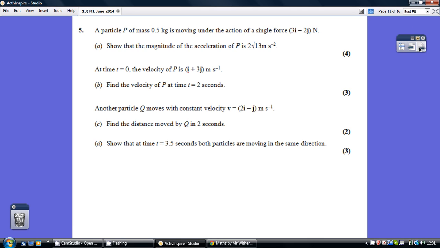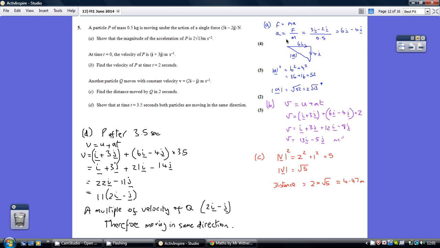Question 5. So for part A, F equals ma, or a equals F over m. We're told that the force in vector form is 3i minus 2j divided by the mass, which is 0.5. Dividing by a half is actually the same as doubling it, so 6i minus 4j is the vector of the acceleration. Now we've been asked to work out the magnitude, the size, so just using Pythagoras, the size squared equals 6 squared plus 4 squared, so the magnitude of the acceleration is root 52 or 2 root 13 as required.